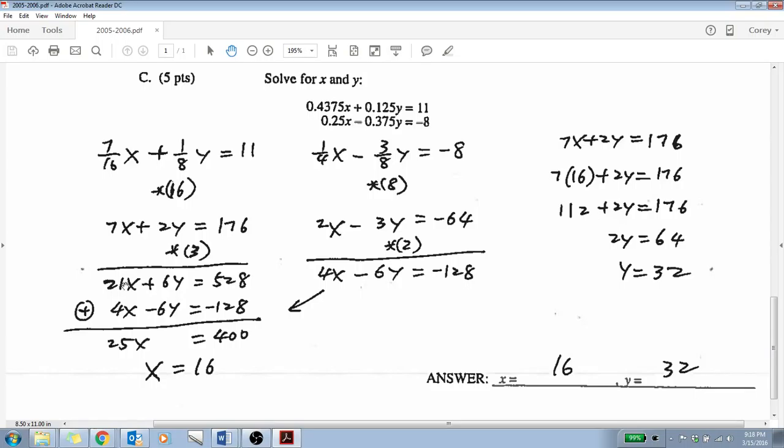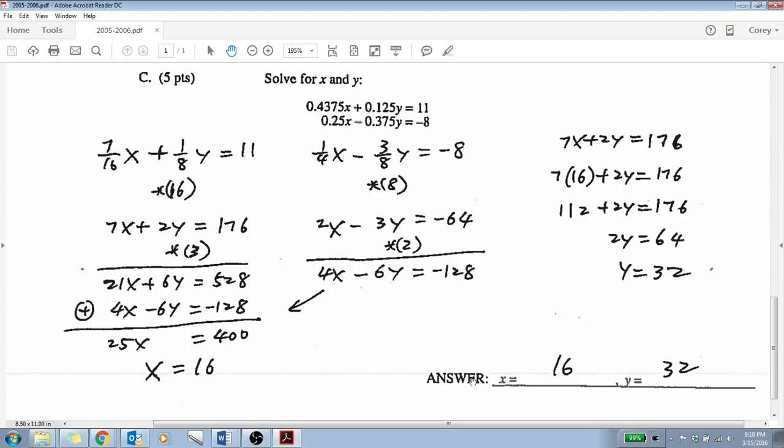So the rest of this you see written here, 21x plus 6y equals 528, and then 4x minus 6y equals -128. So when I add them together, now the y's will cancel. I'm left with the 25x equals 400. Divide both sides by 25, x would be 16.